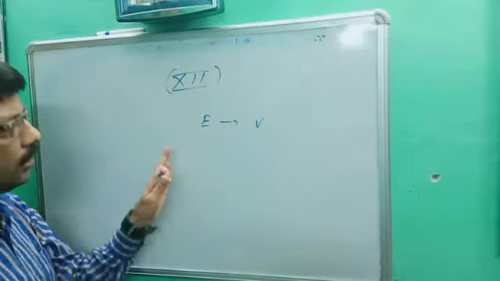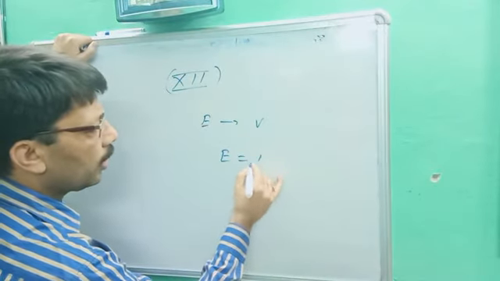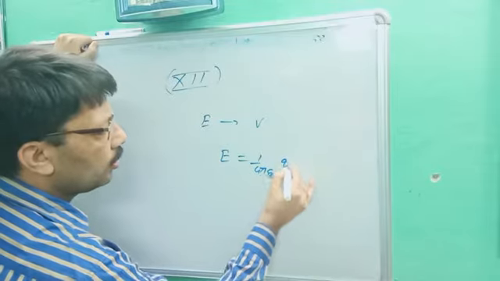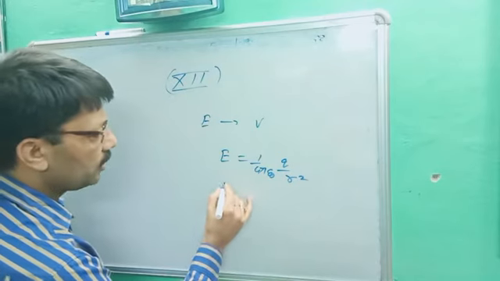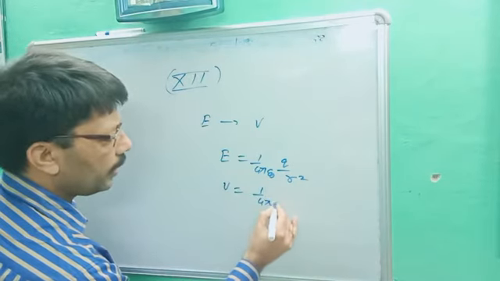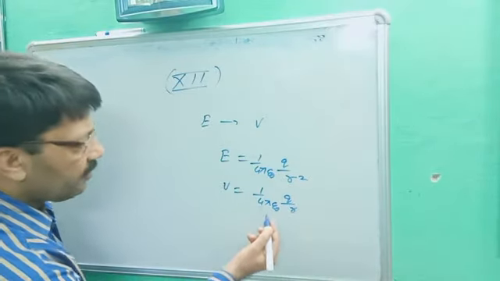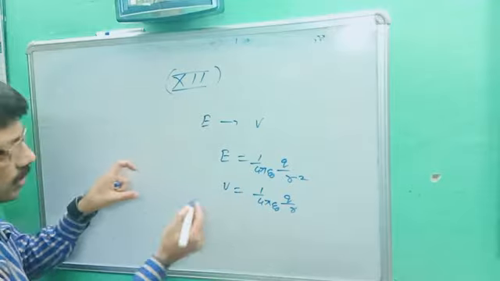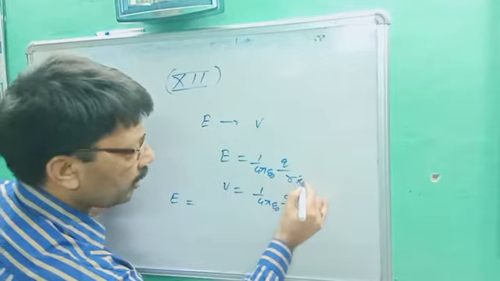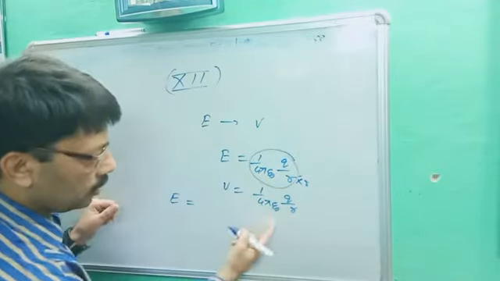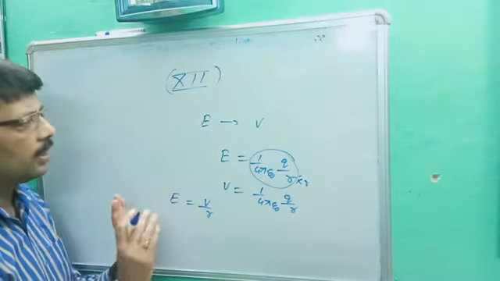For this, if we go through the normal formula, we know that E is equal to 1 upon 4 pi epsilon naught Q upon R square. This is the electric field, and we know the potential V is equal to 1 upon 4 pi epsilon naught Q upon R. Electric field E could be written with R square as R into R, and this is the potential. So E is equal to what? V upon R.